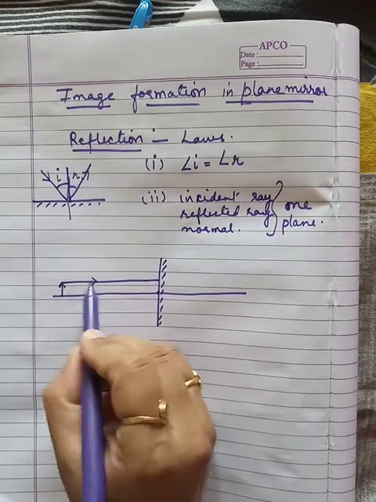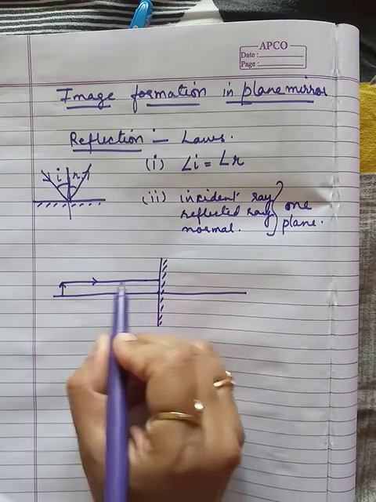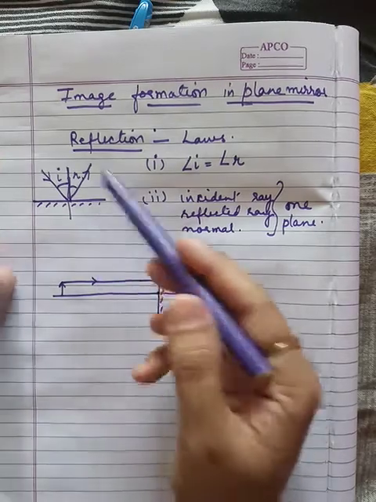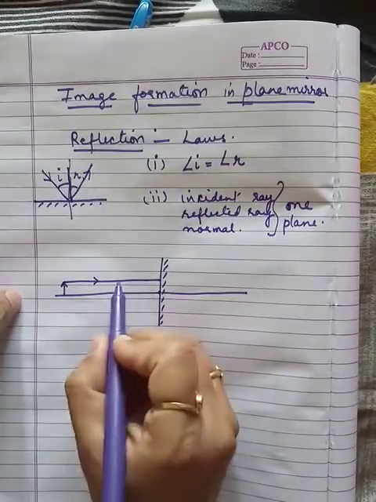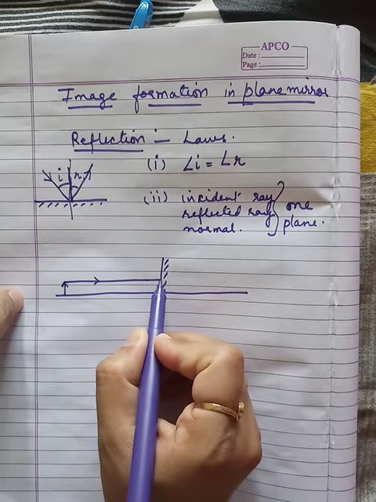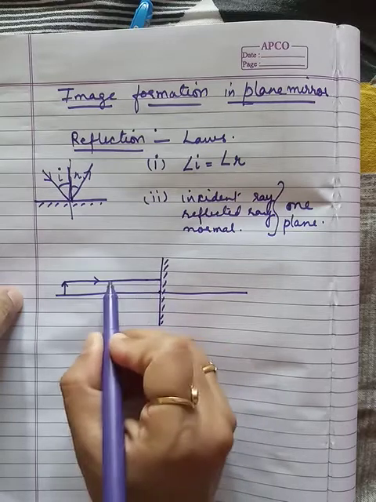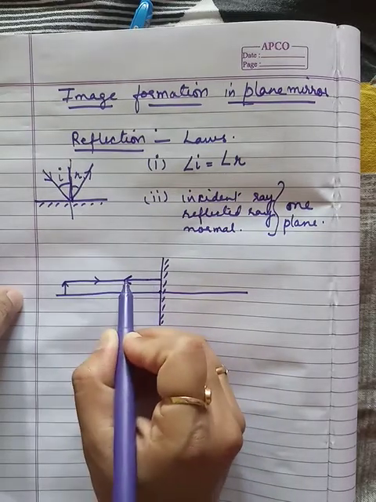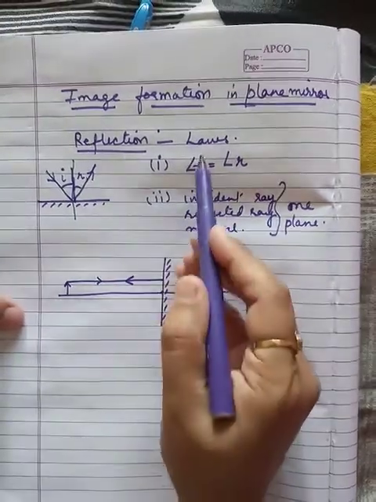So here, what is the angle of incidence? The angle of incidence will be 0 because it is perpendicular and it is along the normal. Like here, if it is along the normal, the angle of incidence will be 0. So here the angle of incidence is 0, so it will reflect with the same angle 0. So it will follow the same path in the backward direction. So the reflected ray will be like this, because angle I should be equal to angle R. Okay.